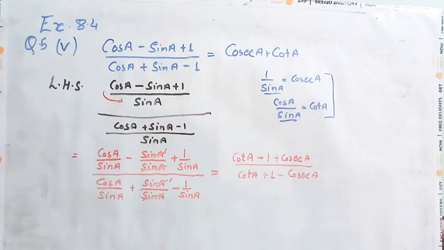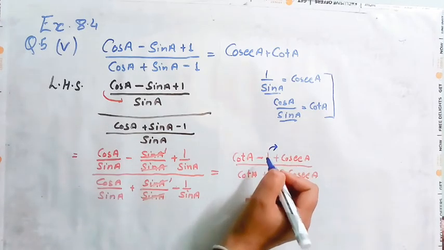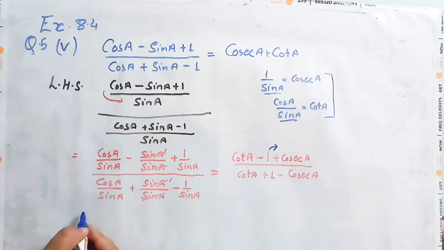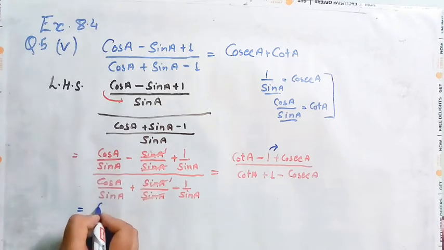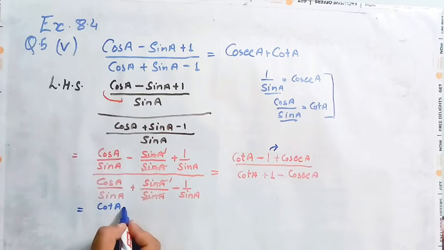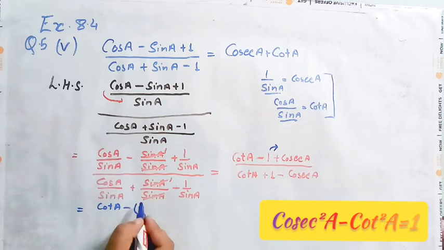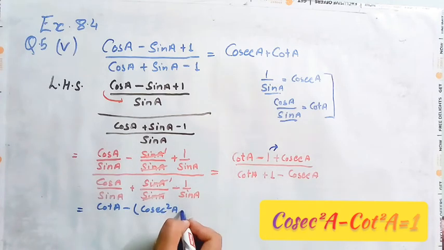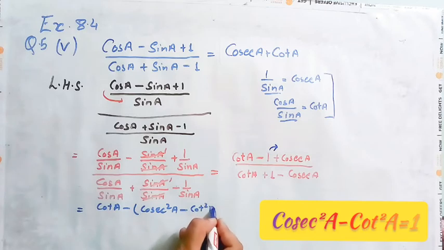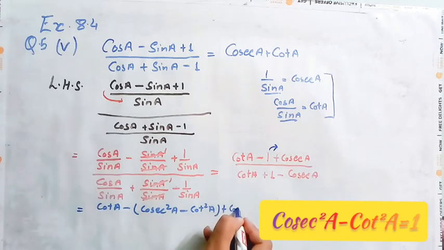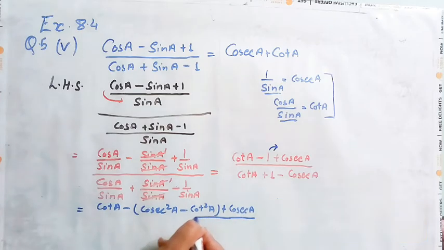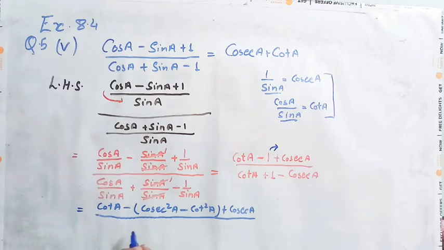Now one more different step I am going to use here. This 1 we have to replace with the identity containing cot A and cosecant A. Means cot A we have to keep as it is, then minus 1 we have to replace with cosecant square A minus cot square A, because we know that cosecant square A minus cot square A is 1, plus cosecant A, and the denominator we have to write as it is, that is cot A plus 1 minus cosecant A.